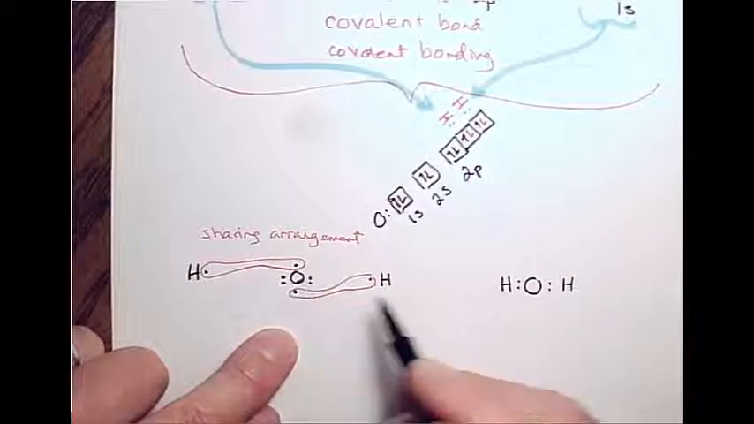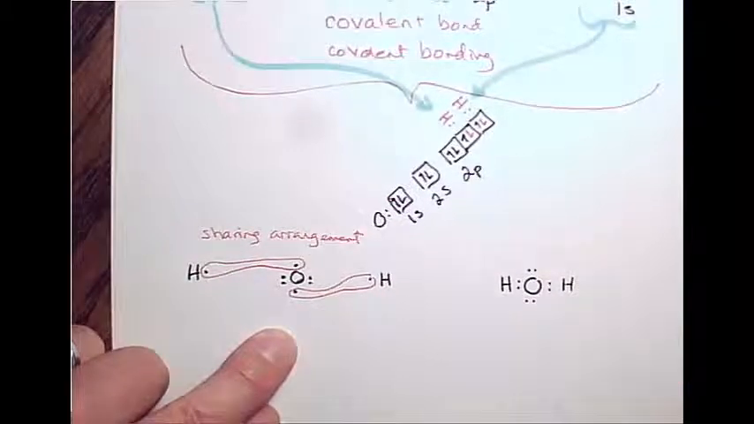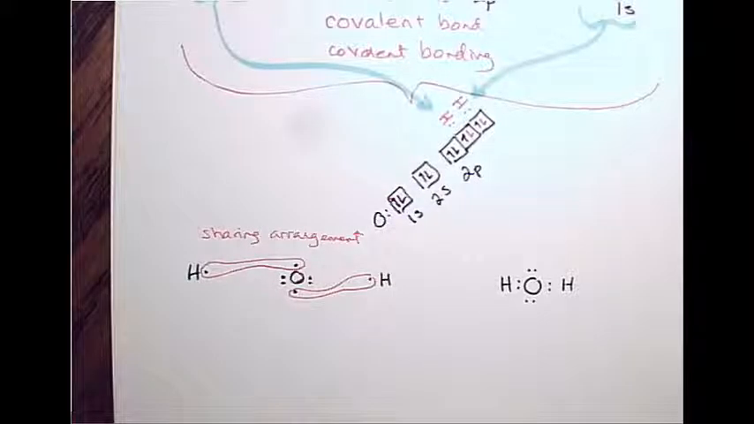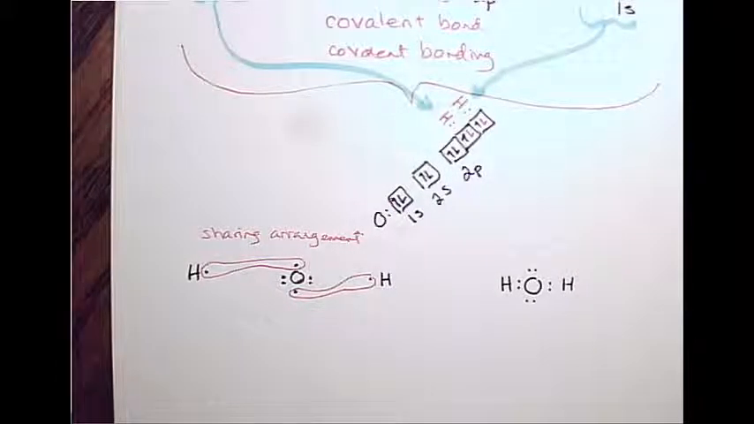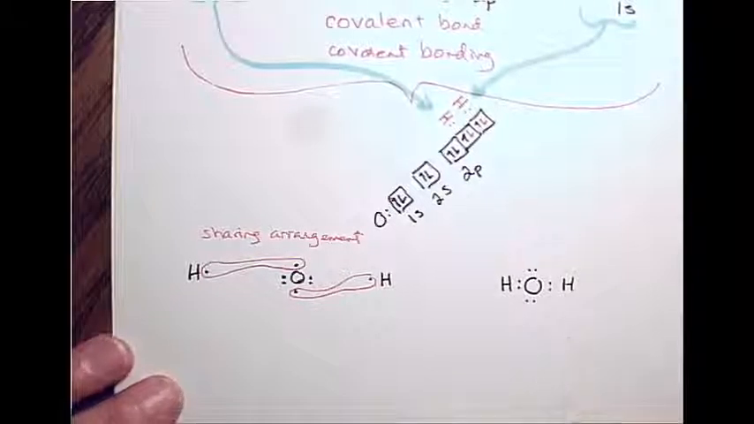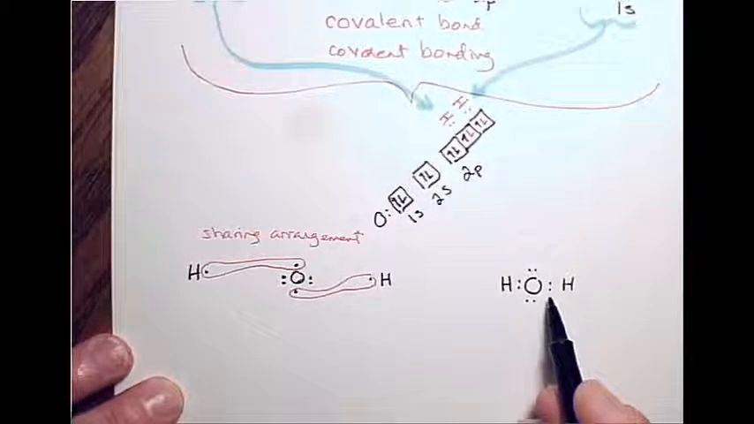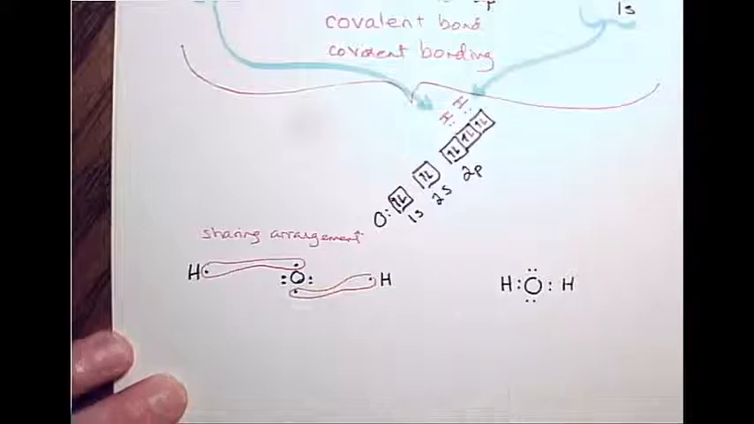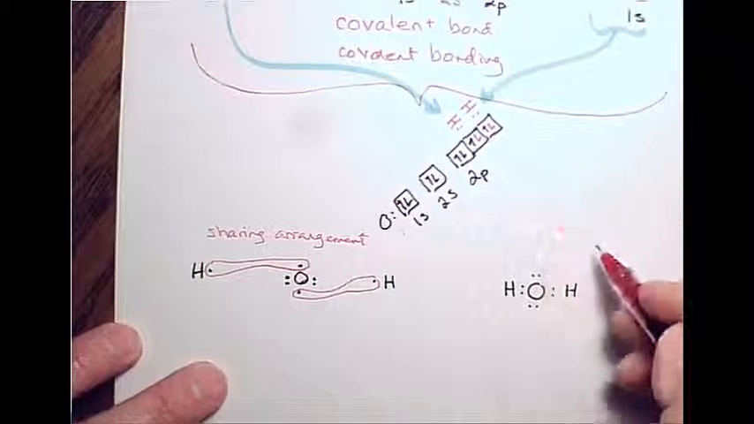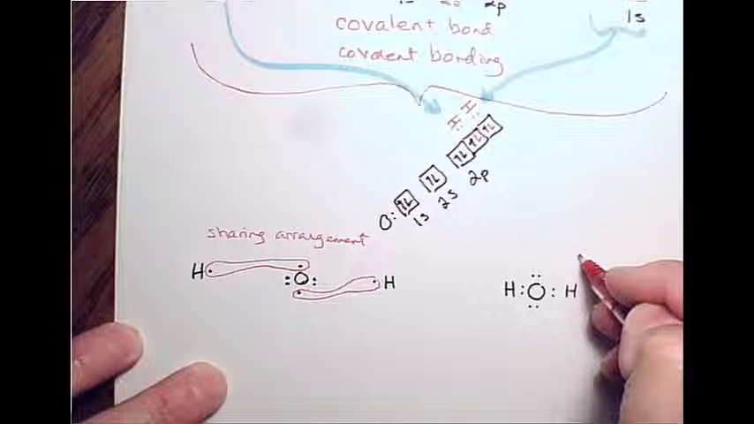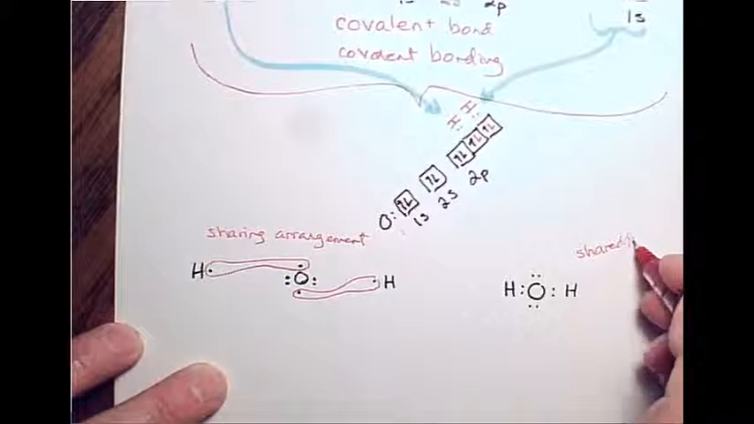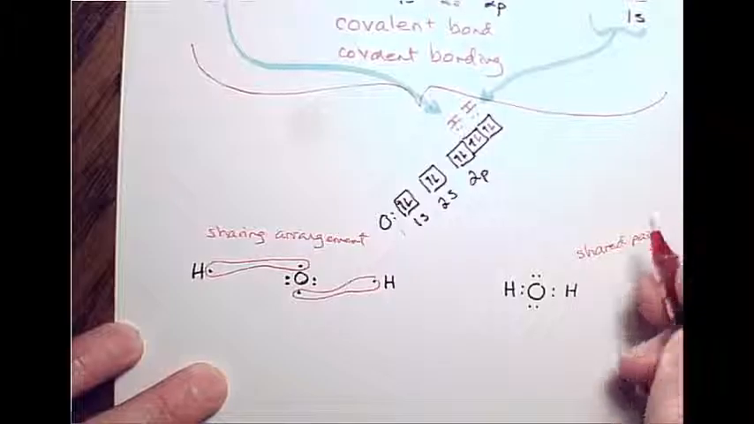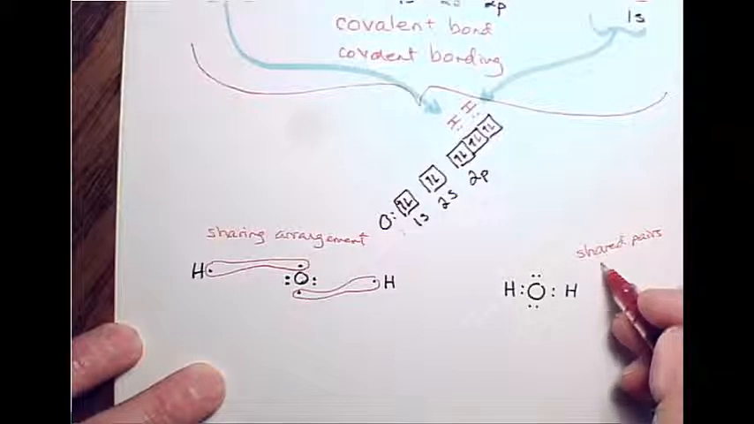Okay? And then the two electrons that are left over, those have to stay there too. Those are called lone pair electrons or unshared pairs. Okay? So just for terminology purposes, to make sure everybody's clear, these electrons here are called shared pairs. Sometimes called bonded pairs.